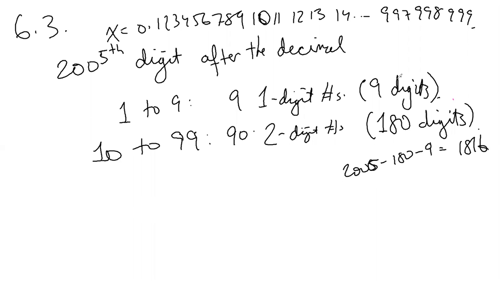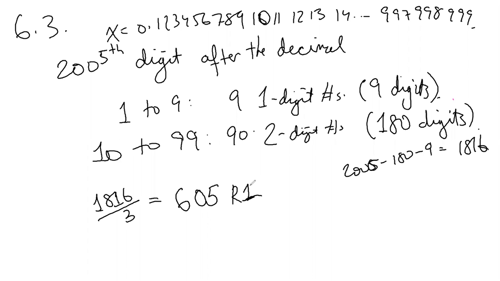But at this point, we know that every number I write, I contribute 3 digits, right? So that means, why don't I just divide 1816 by 3 to see how many numbers I'm going to write? And if we do that, we're going to get 605 remainder 1. And you'll see why remainder 1 is kind of nice to have. So at this point, we know that we're going to write 605 numbers and then have 1 digit left that we can write.